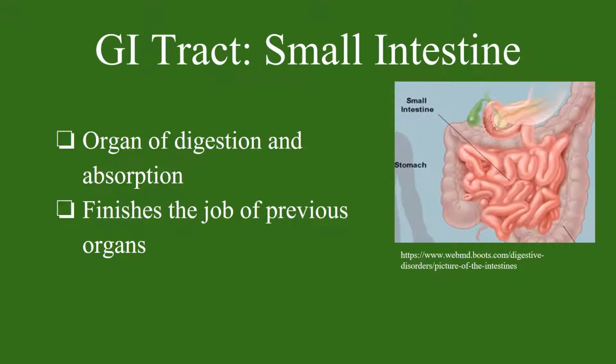The small intestine is the organ of digestion and absorption. It finishes the job that the mouth and stomach started. Chyme must touch the walls of the small intestine to make contact with the secretions and to be absorbed at the proper places. At the end of the small intestine, a circular muscle called the ileocecal valve controls the flow of the contents going into the large intestine.